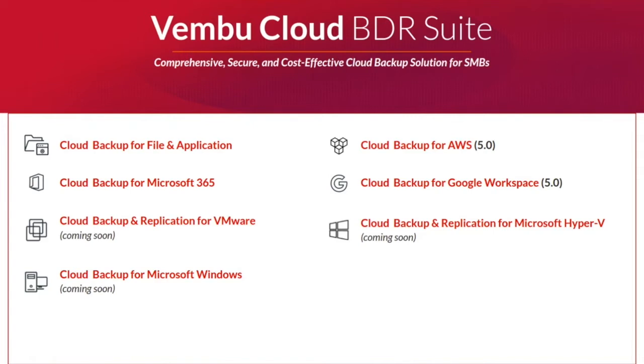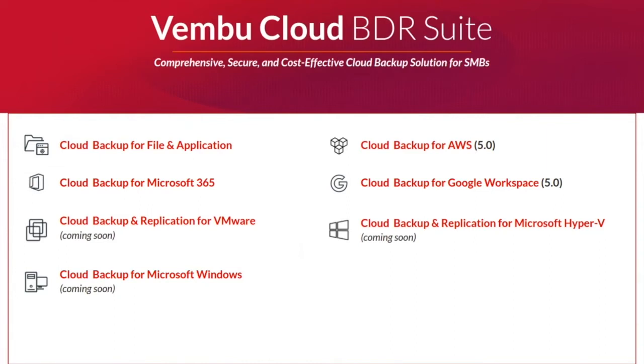As of now, we have brought in Vembu Cloud Backup for files and applications, which you can back up through a client and send the data to Vembu Cloud directly. You don't have to have a separate backup server for this. It is also the same for Vembu Cloud Backup for Microsoft 365, which is also through a client agent. And you also have Vembu Cloud Backup for AWS, which is coming up in version 5.0, the upcoming version.